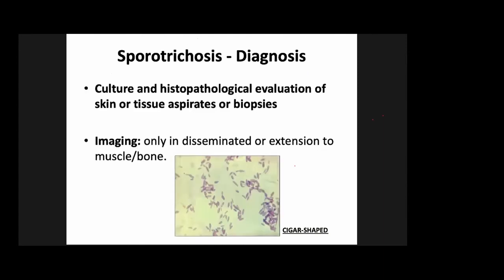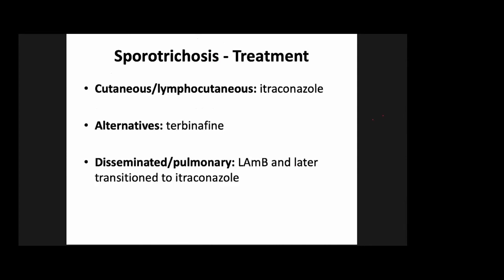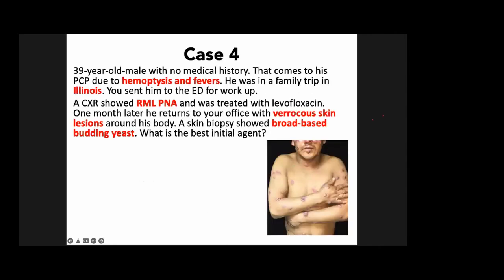Regarding the diagnosis, we don't really have an antigen or serology, so you need to do a biopsy. Regarding treatment, the main one will be itraconazole. Alternatives will be terbinafine. You need to be careful with this because it is a drug that can cause a lot of problems in the liver. And if you have patients with disseminated disease or pulmonary disease, you should be using amphotericin.